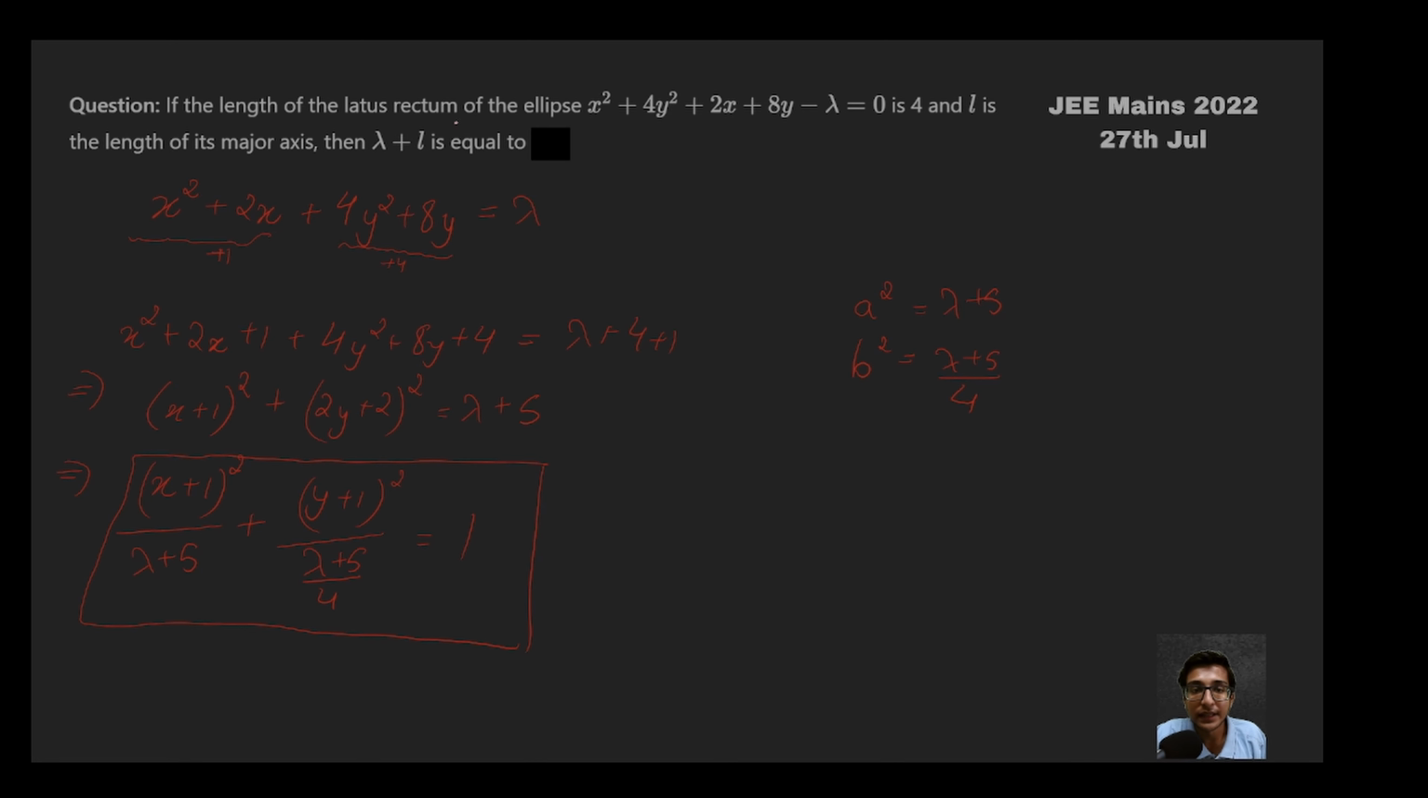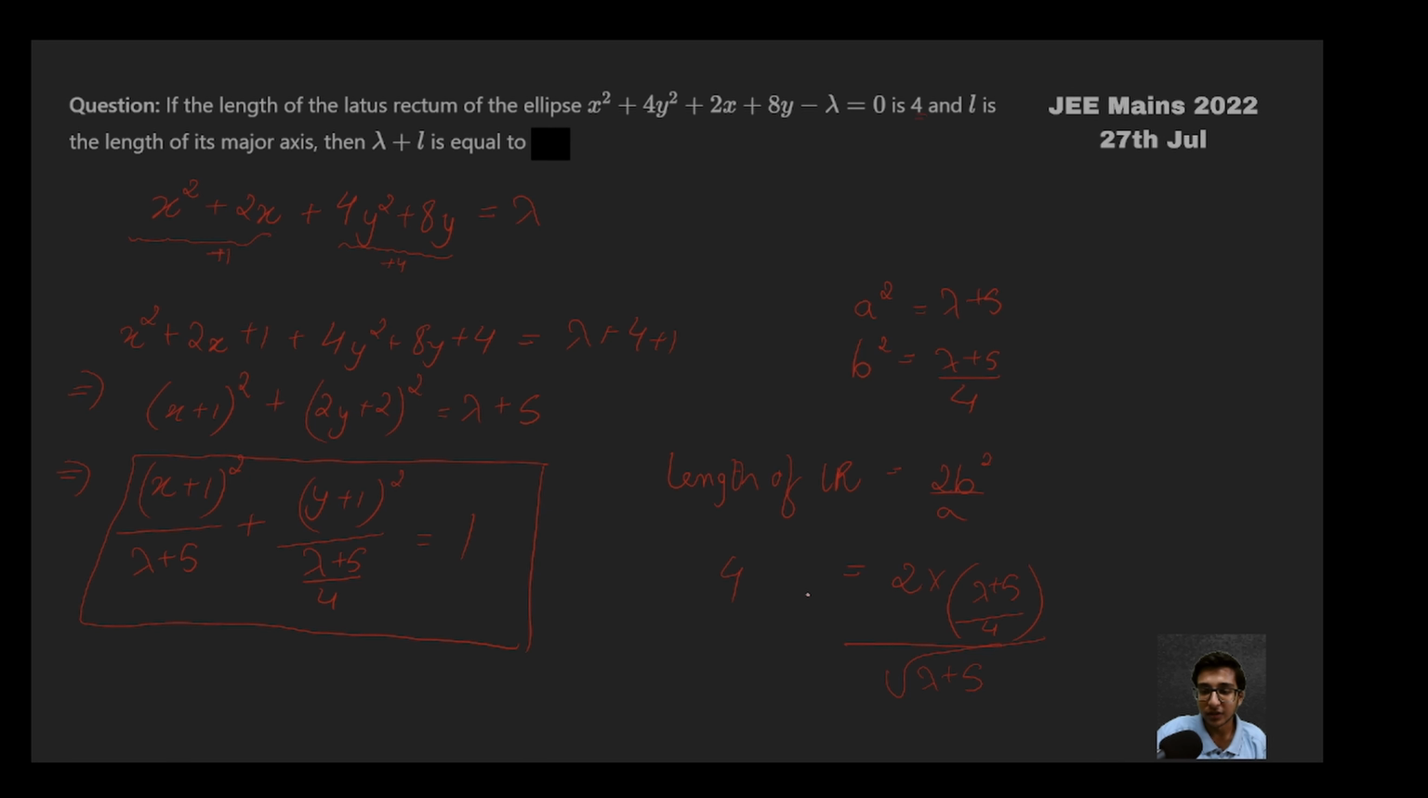The length of the latus rectum is 4. That means, how do we write the length of the latus rectum of any ellipse? It is 2b square by a. So let us replace that value here. 2 times b square, which is lambda plus 5 by 4, upon a. What is the value of a? Root under lambda plus 5. And this value is equal to 4.